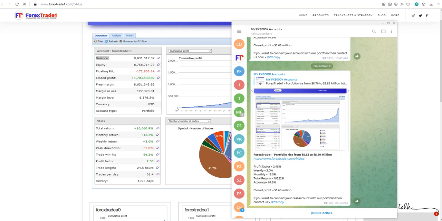So make sure you check this FxBlue portfolio, and you can also connect your account with this portfolio and earn same returns with our safe strategies.